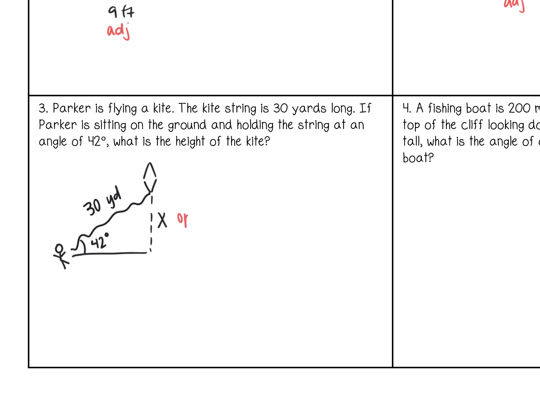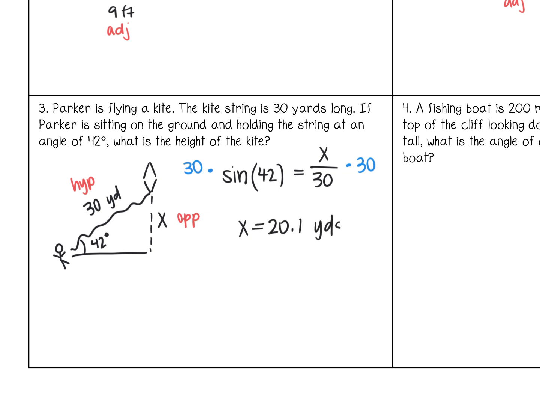So we are solving for the opposite side, and we have the hypotenuse. So we're using sine. Sine of 42 equals the opposite side x over 30. To solve for x, we're going to multiply both sides by 30. And we're going to get that the kite is 20.1 yards off the ground.